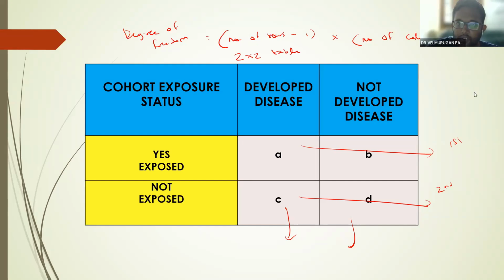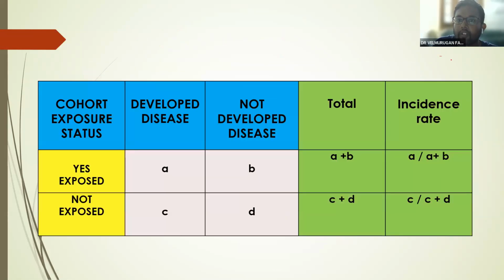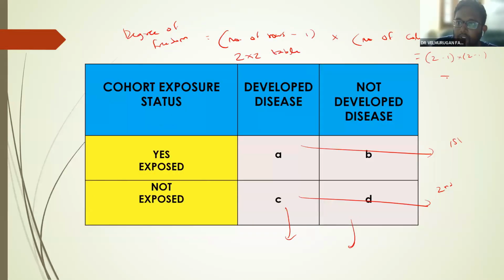What is the degree of freedom for the present question? For the present question, the degree of freedom is 2 minus 1 into 2 minus 1, that is equal to 1.